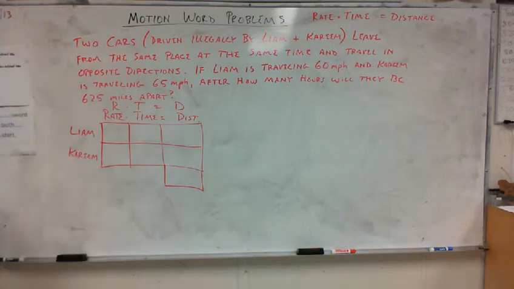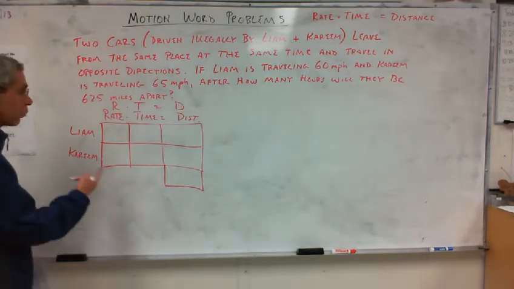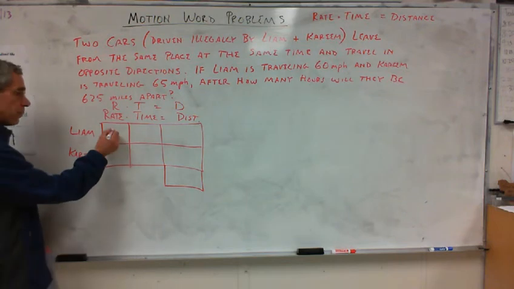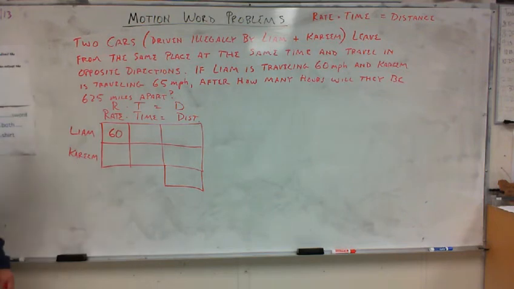So now let's see, where are we? We've got 2 cars driven. So we got Liam. How fast is Liam going? What's his rate? His rate is 60 miles per hour. Where do I put that in the box? Right there under rate. So I'm going to put 60. All right, and then it says Kareem is traveling 65 miles per hour.